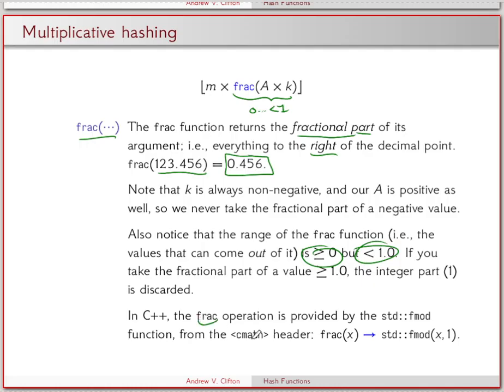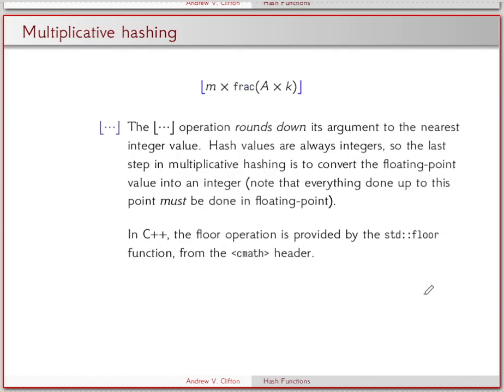In C++, the frac function isn't called frac. Instead, it's called std::fmod, and it comes from the cmath header. So you'll have to #include <cmath>, and then you'll write it like this: fmod(x, 1). That's how you get the frac function.